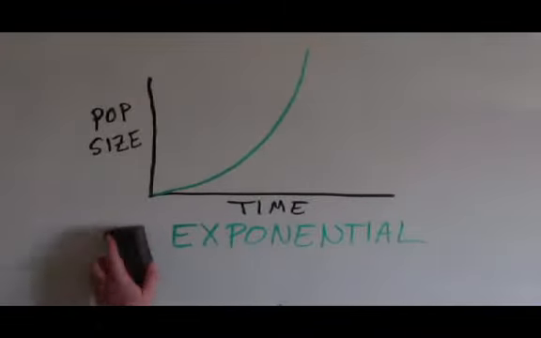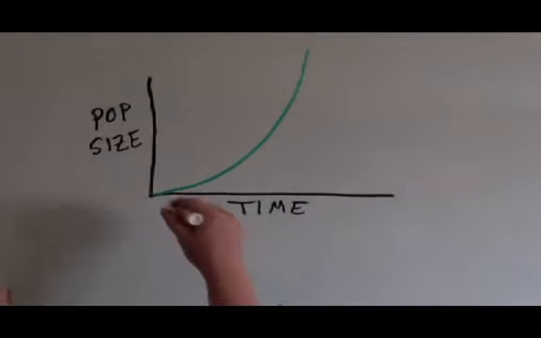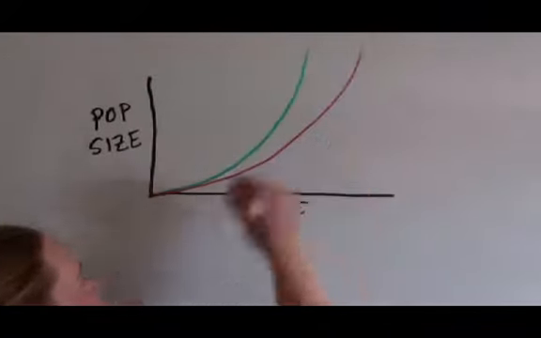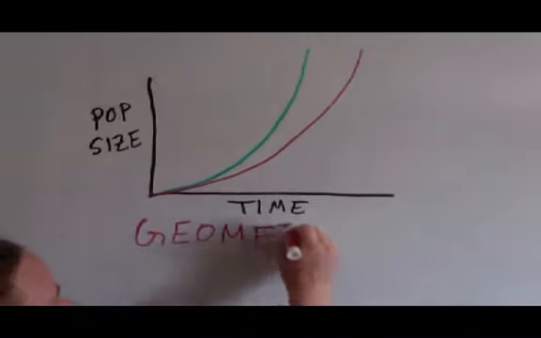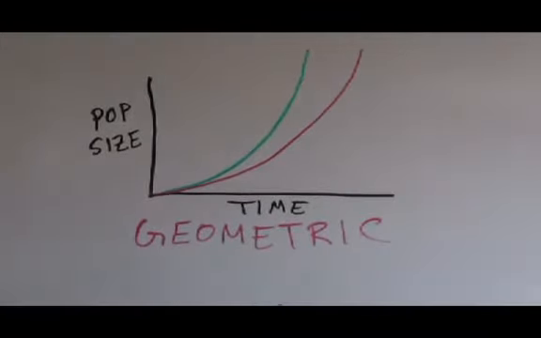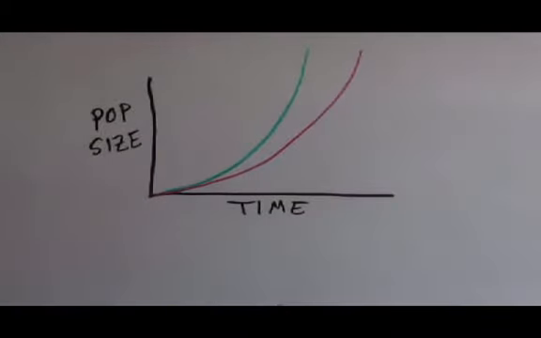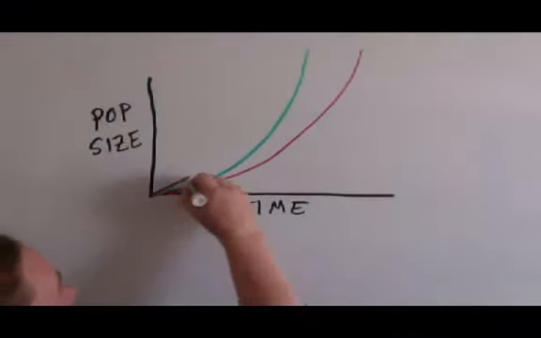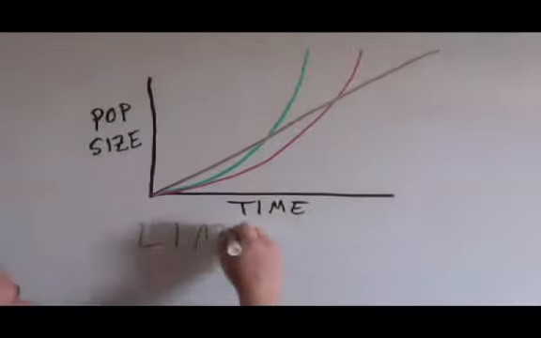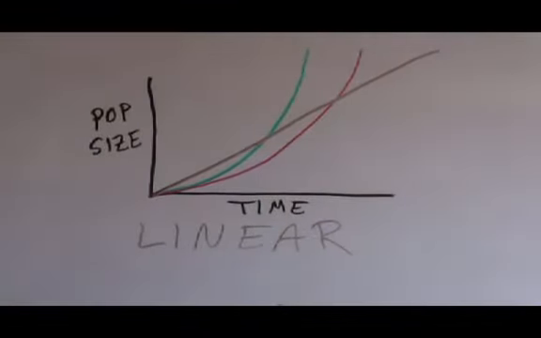Another type of growth rate is geometric. This is very similar to exponential but slightly slower. Geometric growth occurs when an organism has a well-defined reproductive cycle, such as in horses, they only come into heat in the fall and the spring, so there's limited times when they can actually reproduce. Whereas with humans, we can reproduce any time of the year.